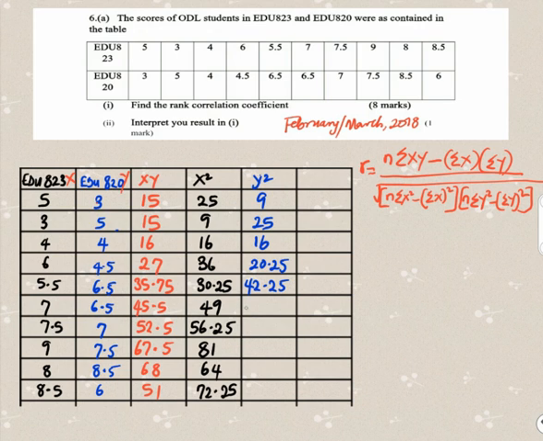Then 6.5 squared, 42.25 still. Here we have 7 squared, 49. 7.5 squared, I'm going to have 56.25. 8.5 squared, we're going to have 72.25. Then 6 squared, 36.